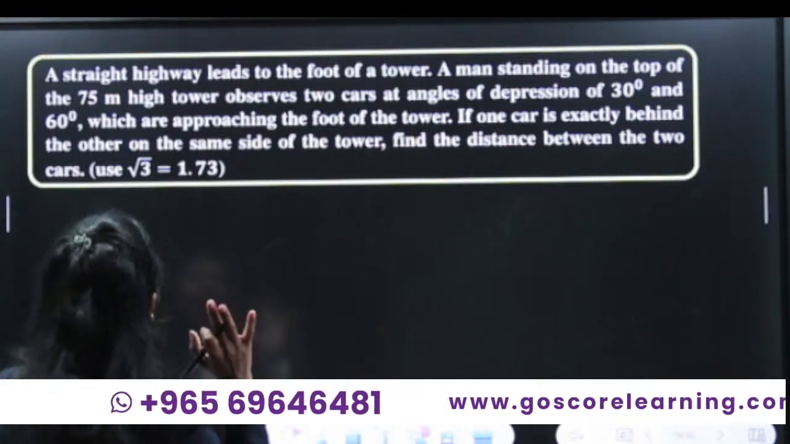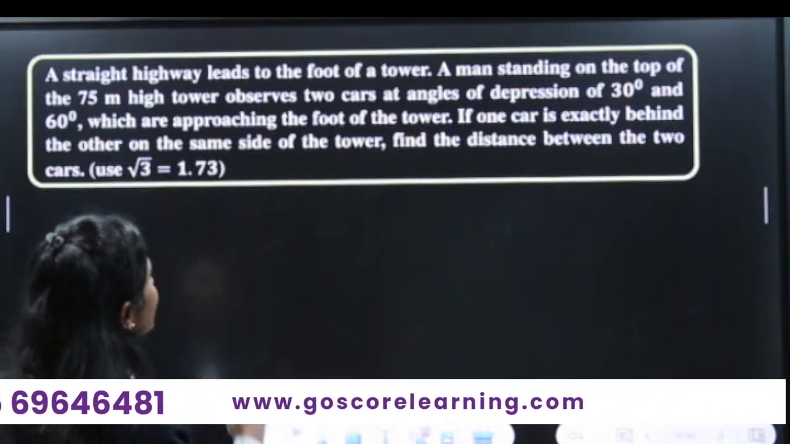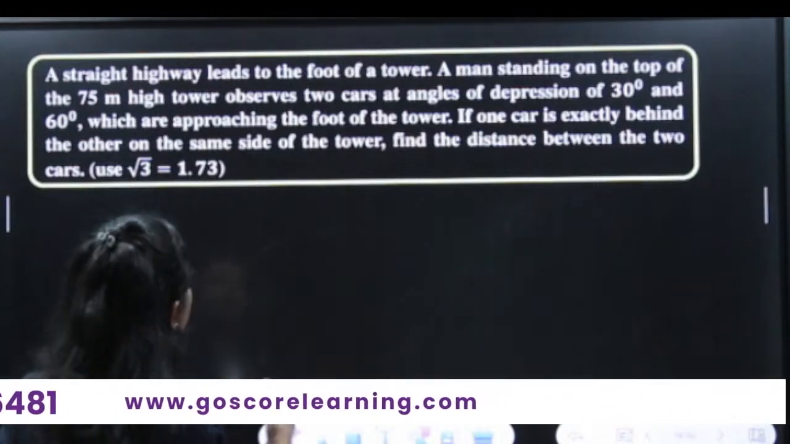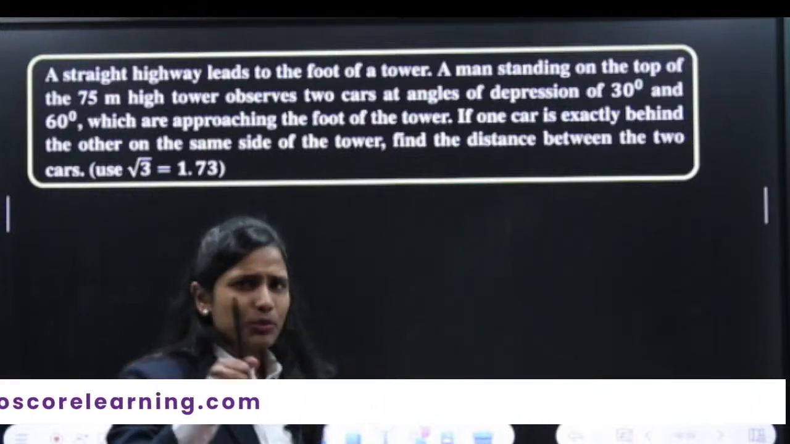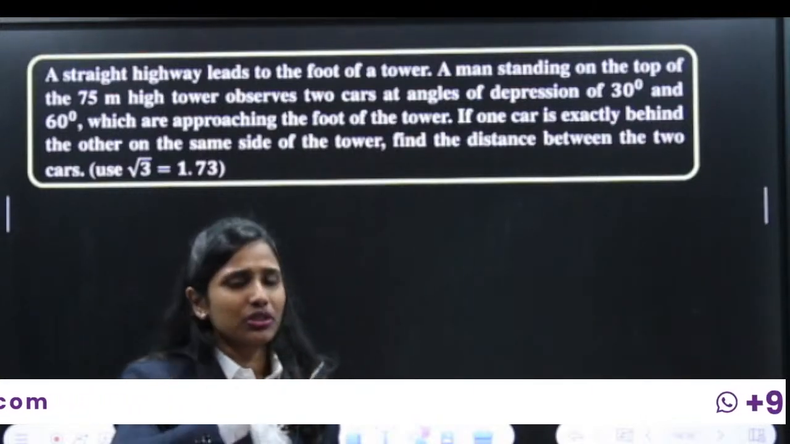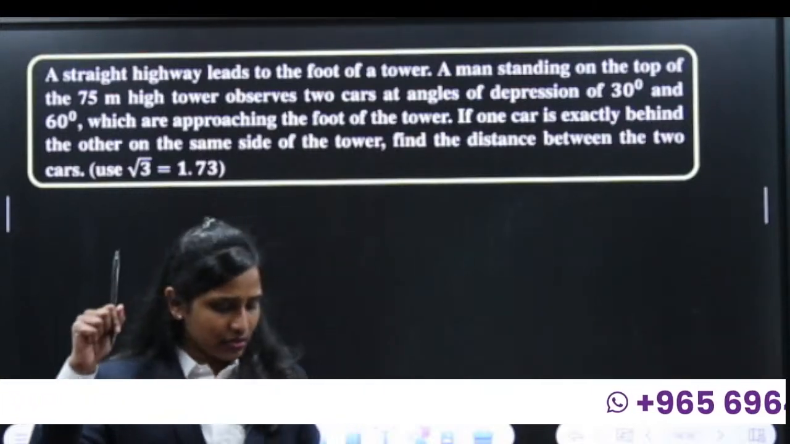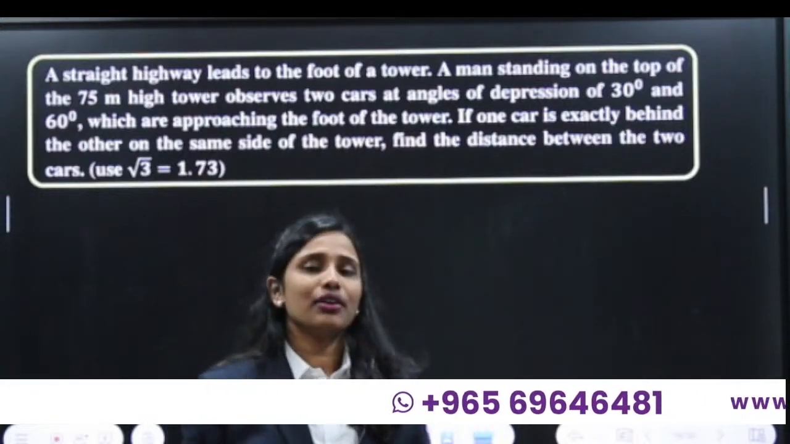Now, which are approaching the foot of the tower. If one car is exactly behind the other on the same side of the tower, find the distance between the two cars. We had this problem, right? With the ships. Take your textbook and 78.866. Very good. Okay, very good answer.